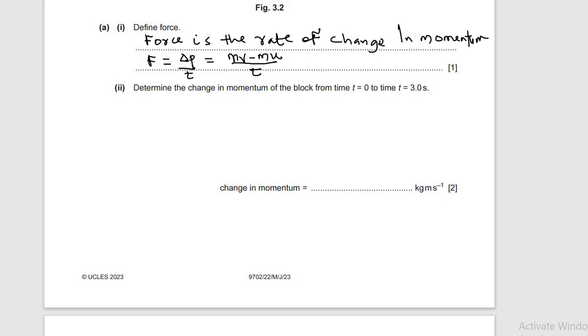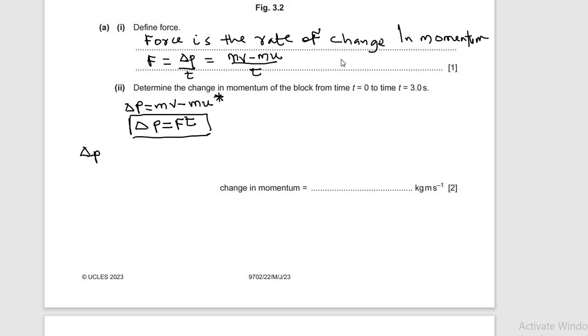Determine the change in momentum of the block from 0 to 3. Okay, what's the formula for change in momentum? Change in momentum can be mv minus mu. Change in momentum can also be the impulse of a force, force times time. When you check this question, it did not mention anything related to mass. I think we can still play around with force times time. So let's use that.